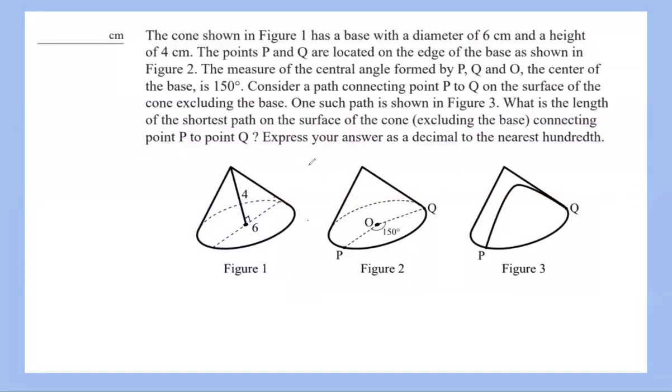So let's look at another geometry problem on the Target Round, which was number 7. So basically we have a cone and the height is given as 4, the diameter is 6, so the radius is 3. And we have 2 points, P and Q, and the angle in between the arc PQ is 150. And the question is telling us there is a path from P to Q without going through the base. What would be the shortest distance that we could have?